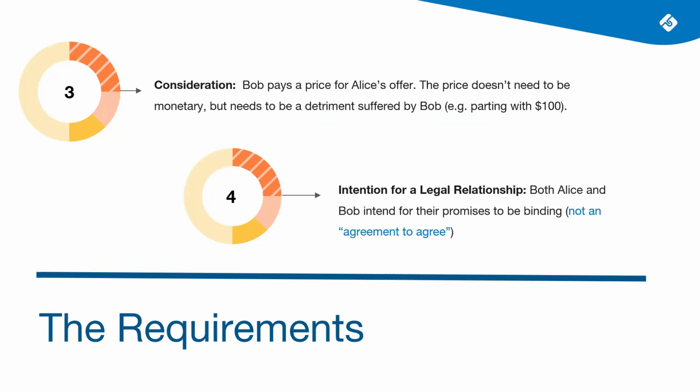The next one's consideration, and this is something that people miss a lot. To be a binding contract, you need to be giving up something. So you need to be giving up a benefit for a detriment. So I'm going to work my time for you to pay me for my services, or I'm going to be employed for you to pay me a salary. But if there's no exchange of a benefit and a detriment, then it's not an actually legally binding agreement.